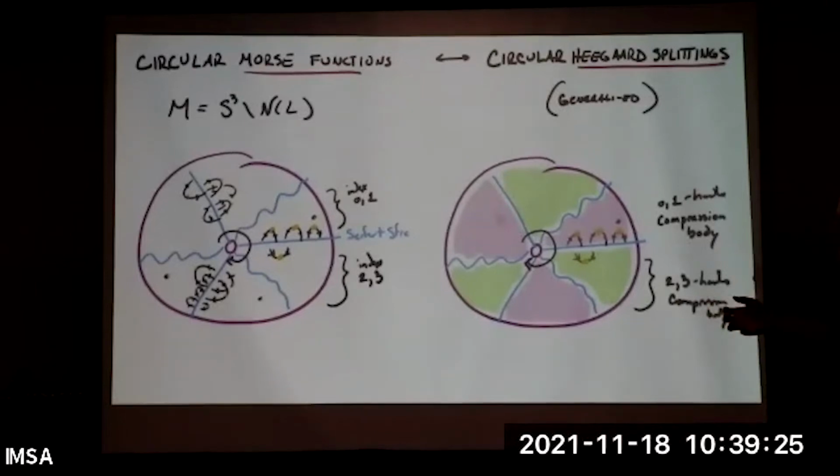The reason it's called a compression body is the idea that the cores of the 1-handles have these discs that you can cut along until you're left with basically just a product or a handlebody.